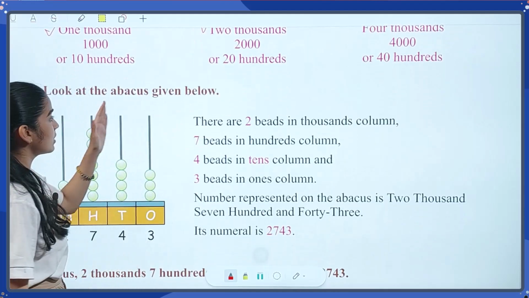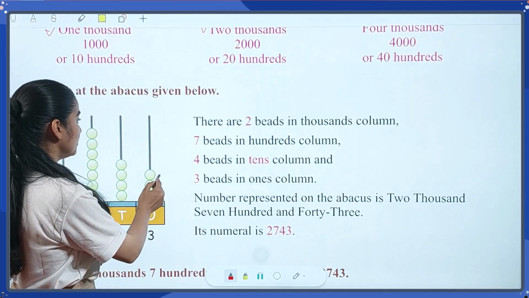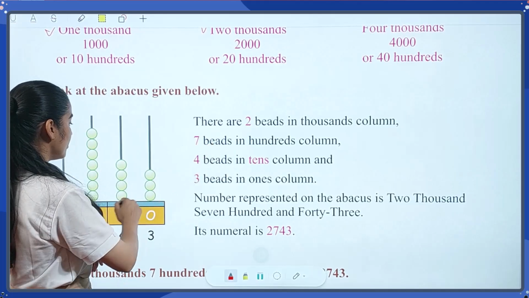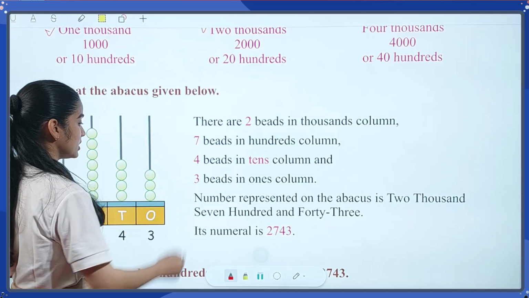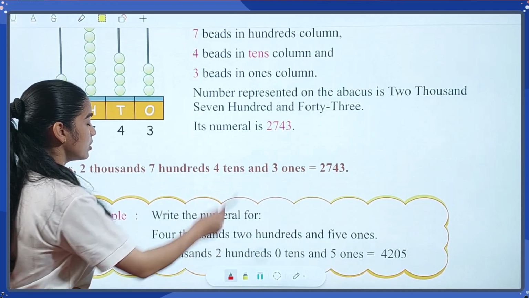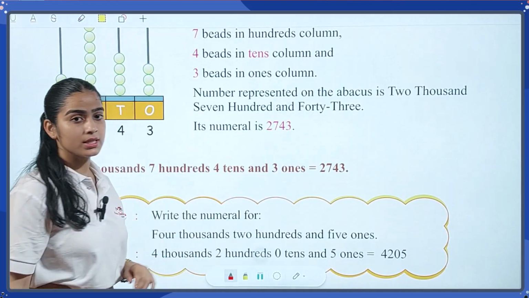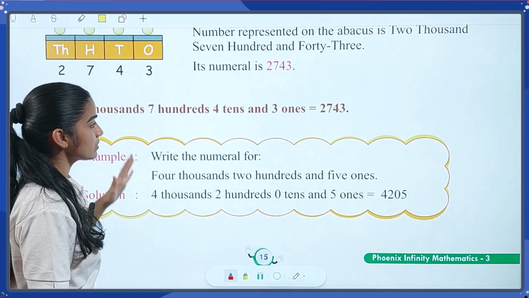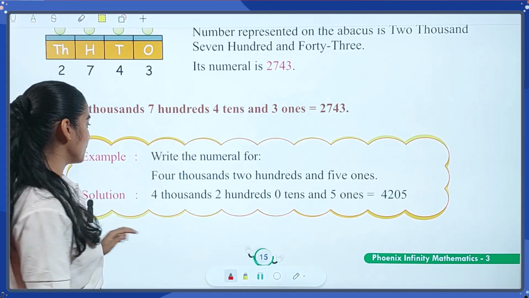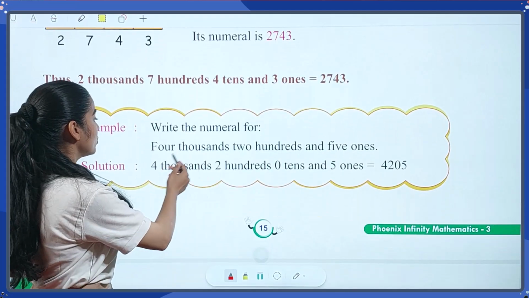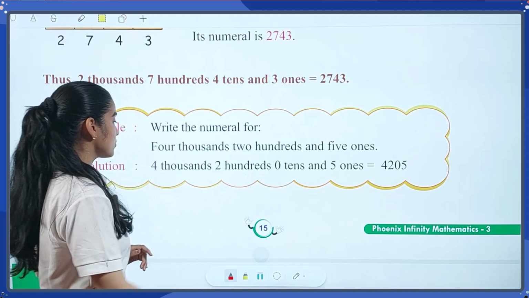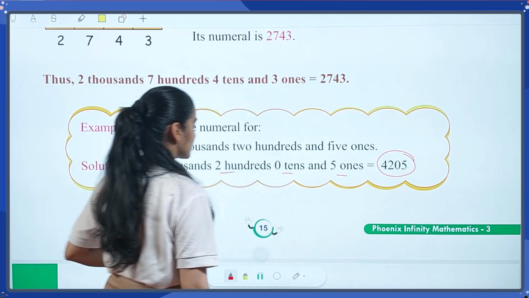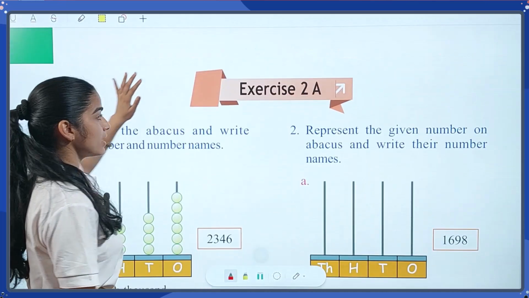Now look at the baskets given below. How many thousands are there? 2 thousands, 7 hundreds, 4 tens, and 3 ones. So it means 2743 is the answer we have. Now this, 2 thousands, 7 hundreds, 4 tens, and 3 ones, is equal to this number. Write the numerals for 4 thousands, 2 hundreds, 0 tens and 5 ones, which is equal to 4205.